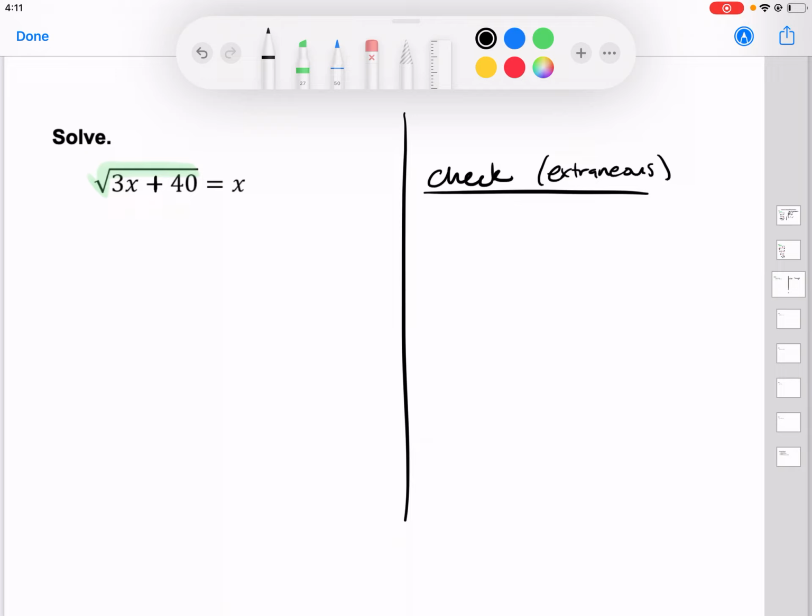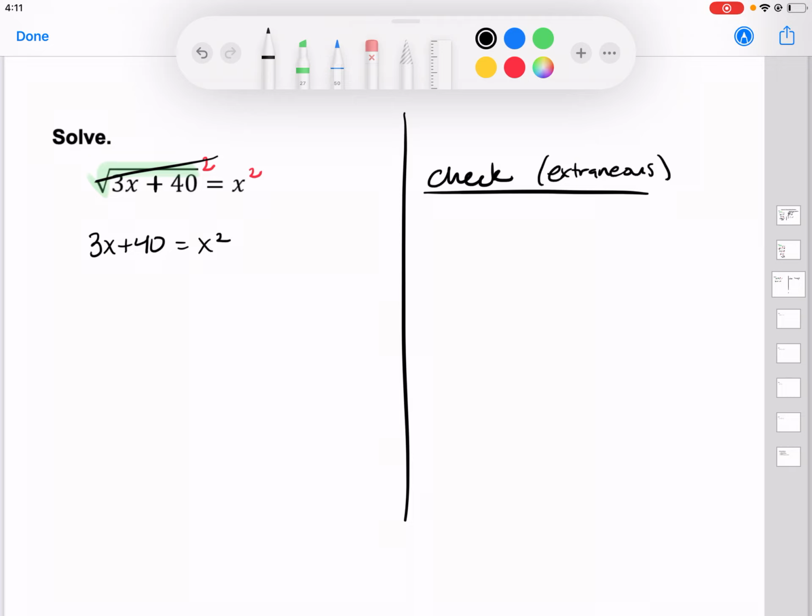So when we start solving this, remember we want to get the radical, in this case the square root, by itself, which it is. So the next thing I need to do is eliminate it, meaning get rid of it. So that square and square root cancel each other out. So I have 3x plus 40 equals x squared.